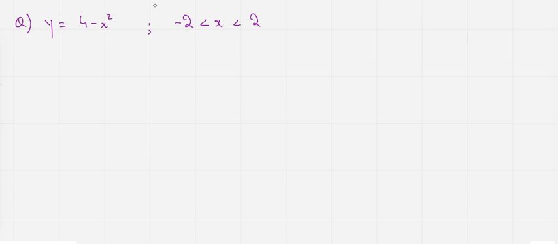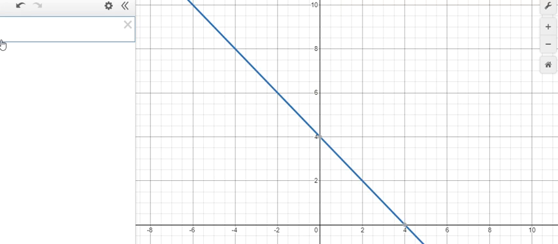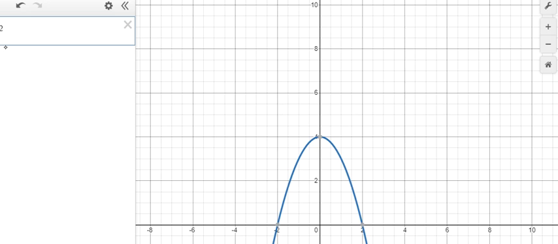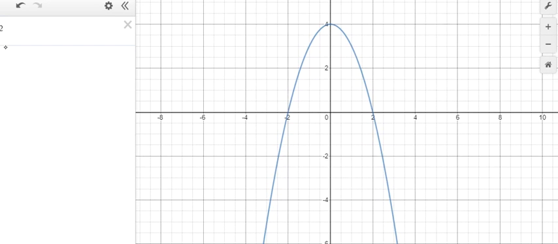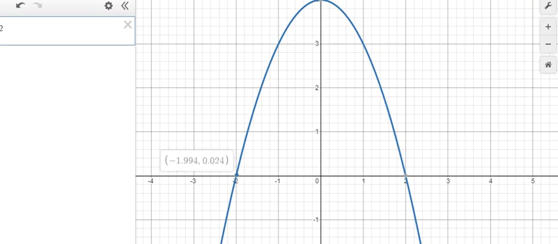I'm just using a Desmos graphing calculator here. You can also plot it on your own using a notepad and all that. So I say here my y is equal to 4 minus x squared. You see, there's a nice parabolic curve here, and if I zoom in, this curve is intersecting the x-axis at -2 and at +2.